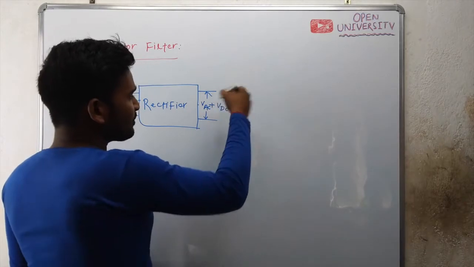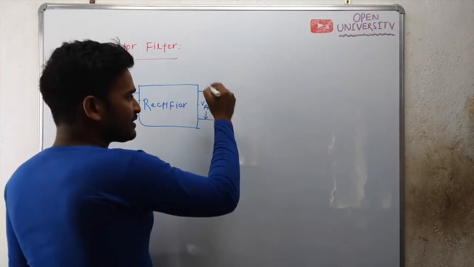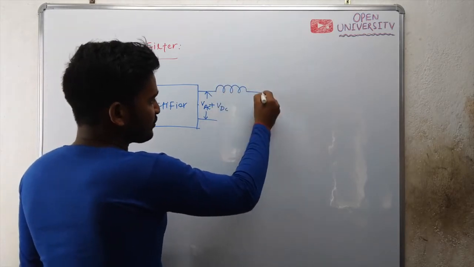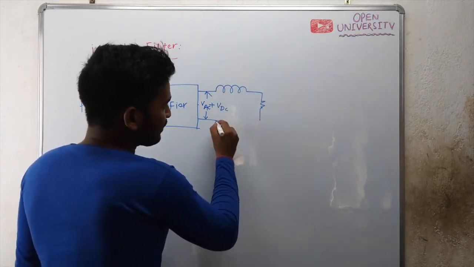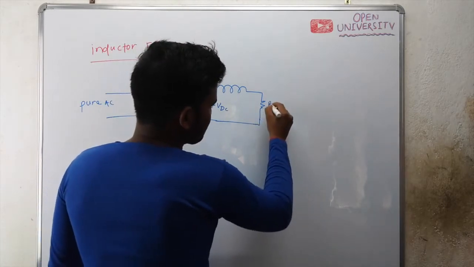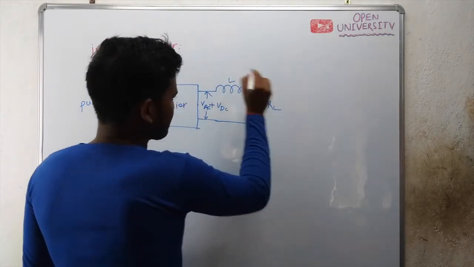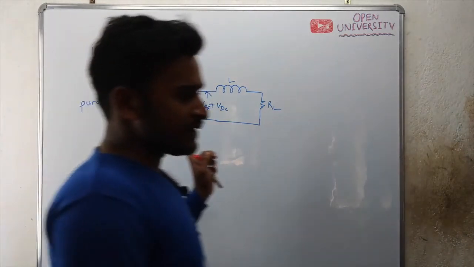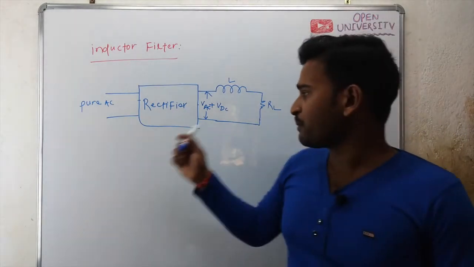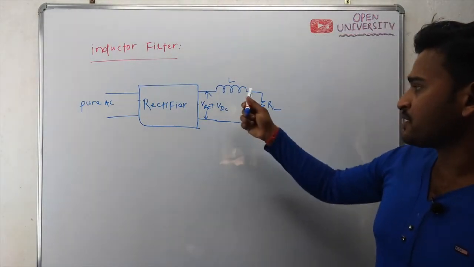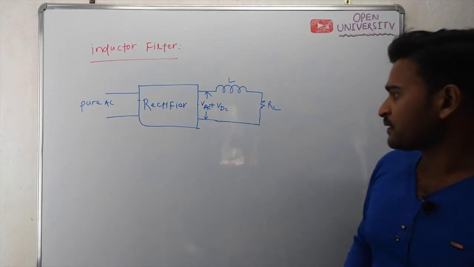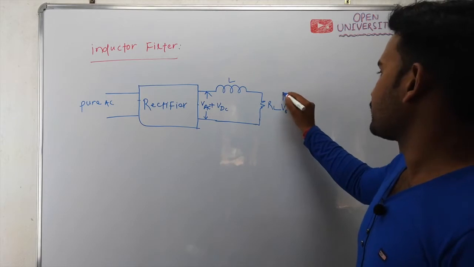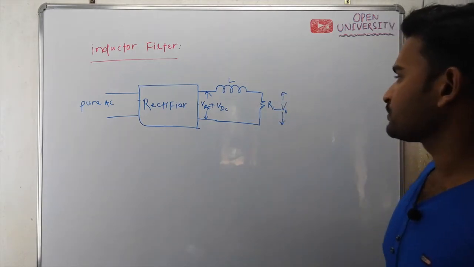Now, in order to remove the unwanted AC component, this inductor filter uses a large inductor in series with the load resistor RL. This is your load resistance RL, and this is the inductance of the inductor. So the unwanted AC component can be removed or reduced by connecting a large inductor in series with RL. This is your output voltage V0.